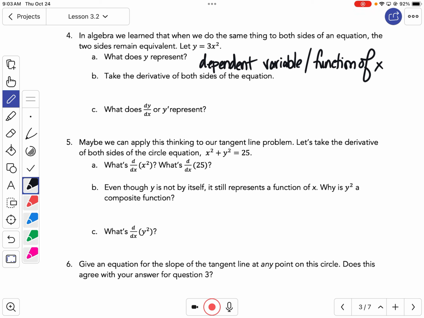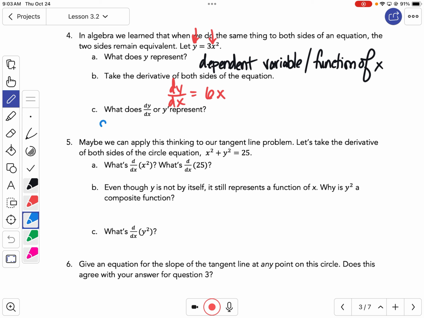And it tells me to take the derivative of both sides of that equation. So we're going to do the derivative of y would be what? Yeah, y prime or dy/dx, however you wanted to represent it. Okay, so dy/dx. And then the derivative of 3x squared would be 6x. Okay, what does that represent?